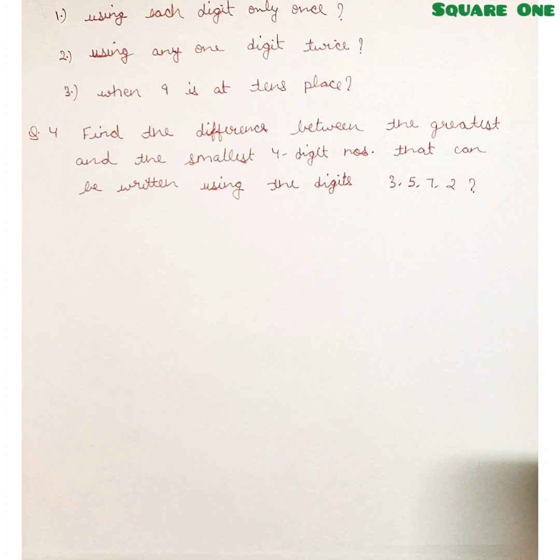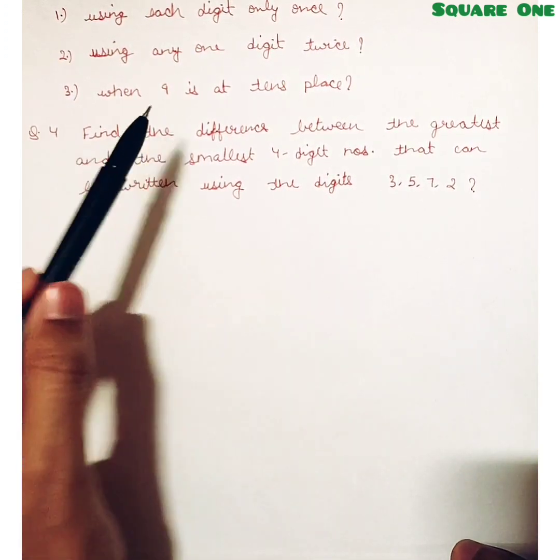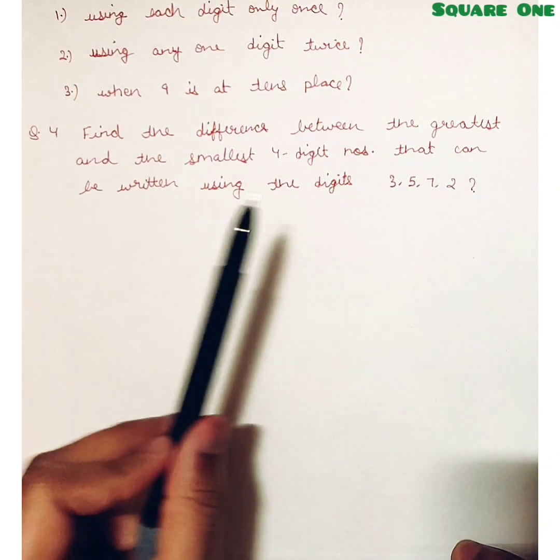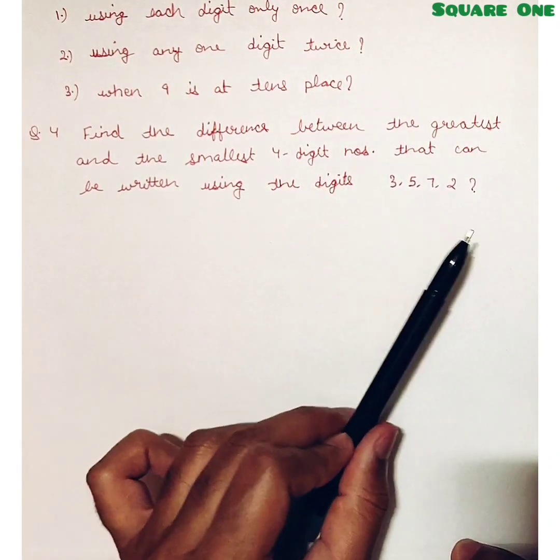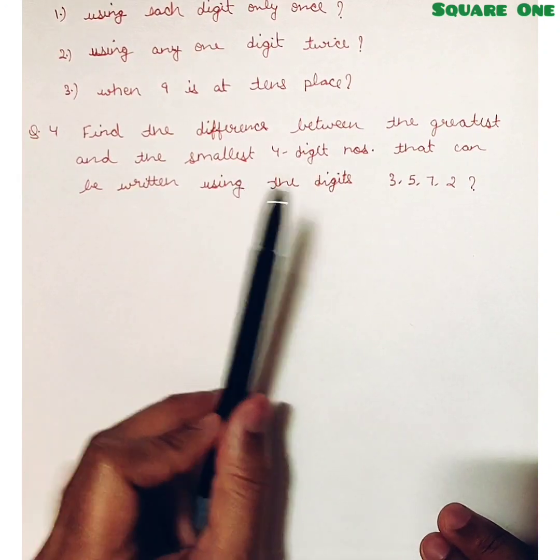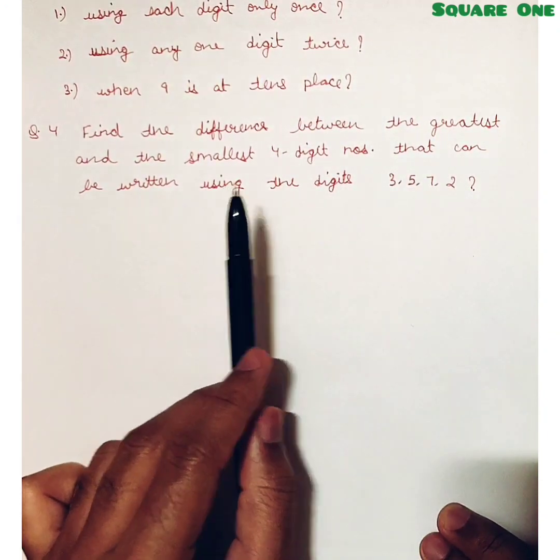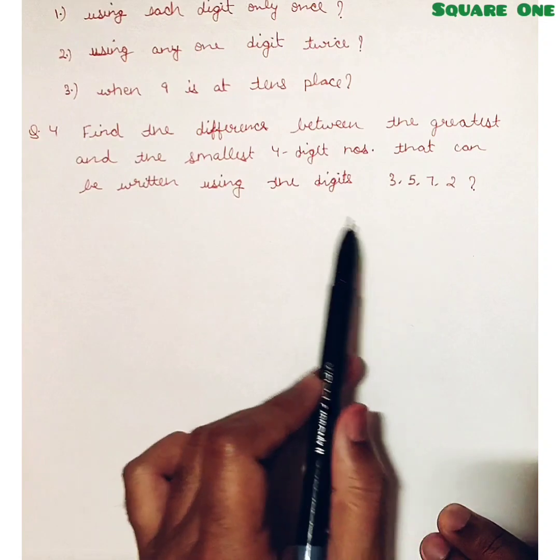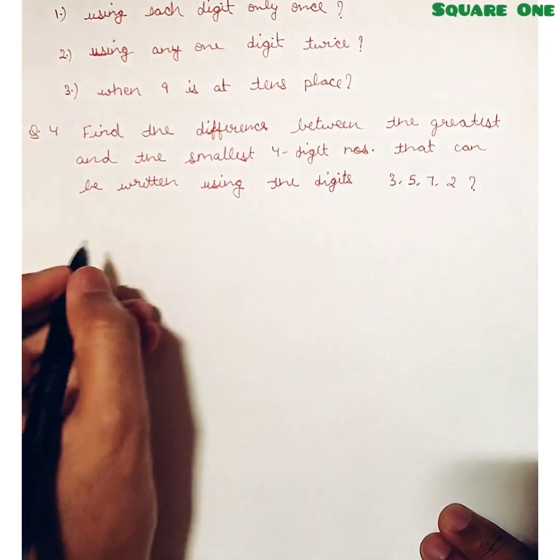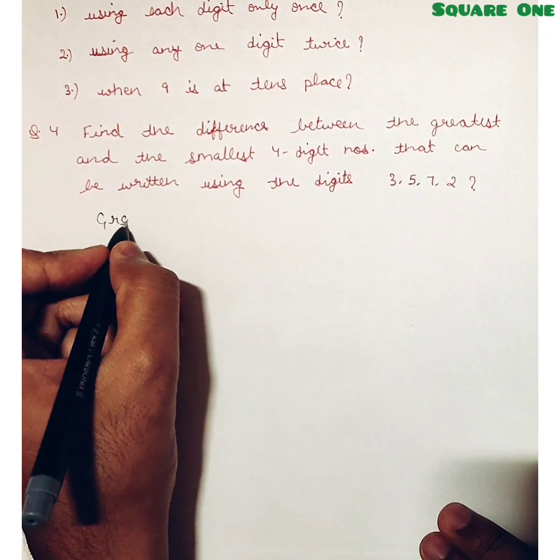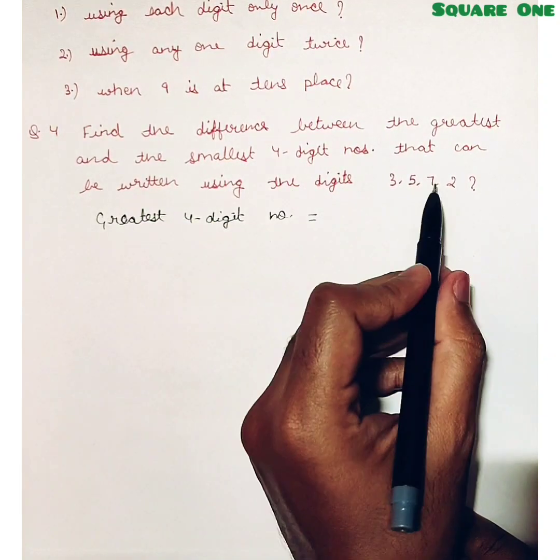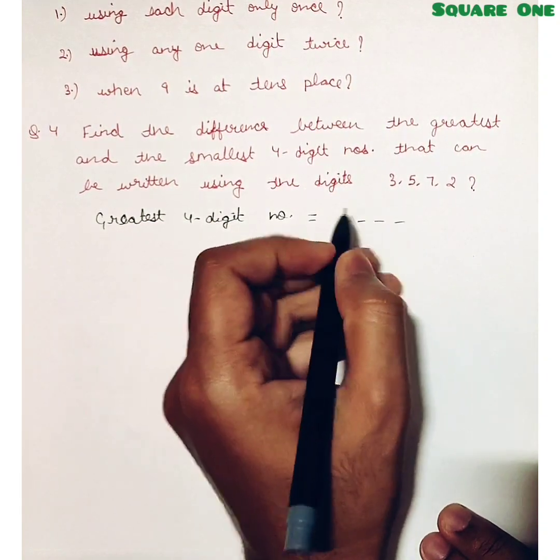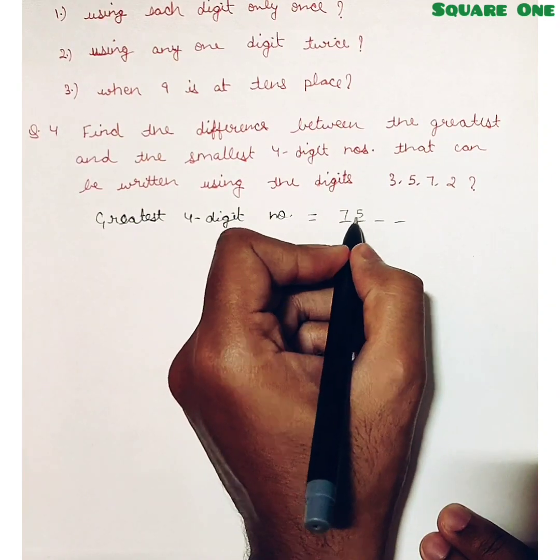The fourth and the last type of question that we see in this topic is: find the difference between the greatest and the smallest 4-digit numbers that can be written using the digits 3, 5, 7, 2. You have to find the difference between the greatest and the smallest 4-digit numbers which will be formed using these digits. So the solution will be like, first you have to write the greatest 4-digit number, which will be 7532.